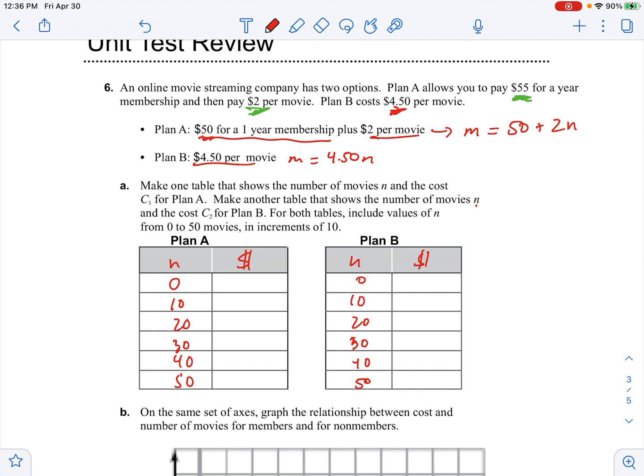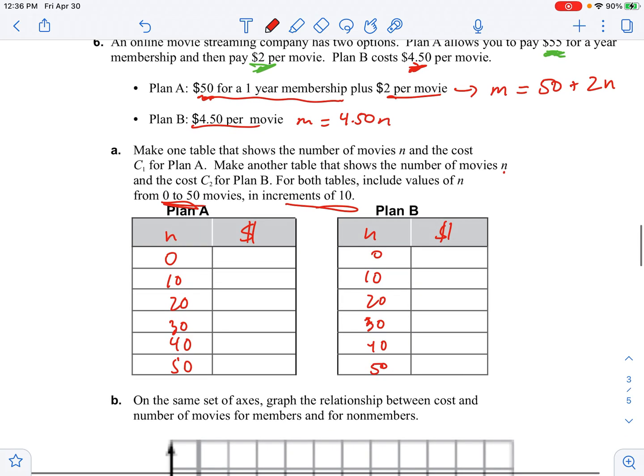The reason why I did this is because it told me to do that. From 0 to 50, increments of 10, check. Makes you start at 0, because we need that because it's going to give us the y-intercept. All right, so let's go to work.